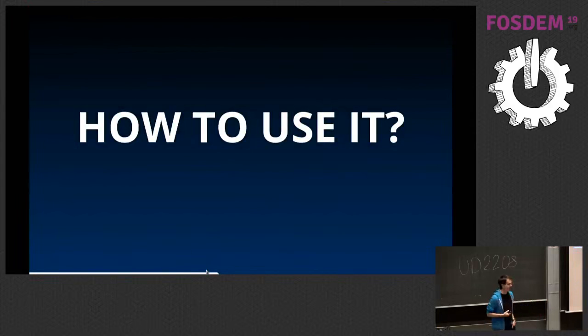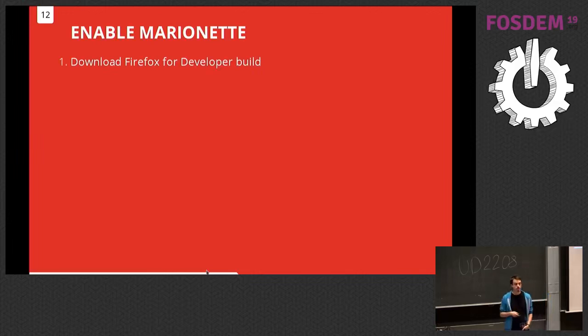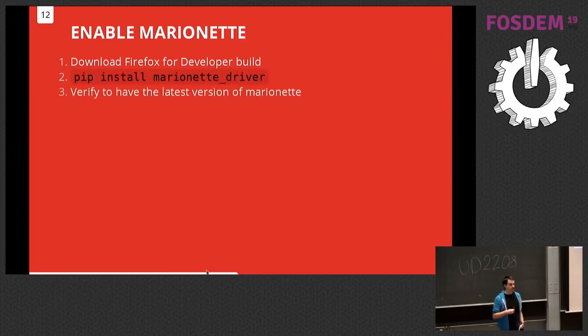So the question now is how to use it for something that is not unit testing. First step: enable Marionette in your Firefox. The problem is that you need a specific build of Firefox, because it's included only in the developer edition, for example, or in Nightly, because it's used for development. So in stable it doesn't make sense to have Marionette. The next step is to install the framework, which is for Python 2 only; Python 3 is not yet supported. And then try to have the latest version.